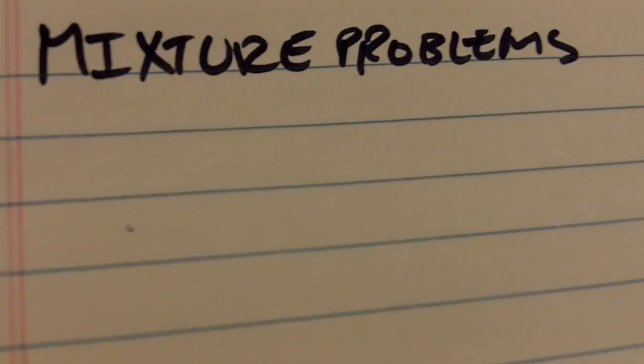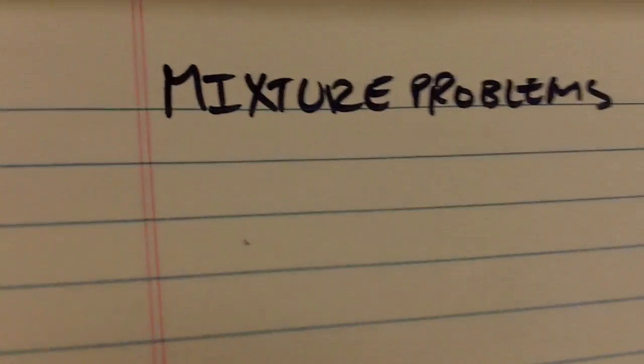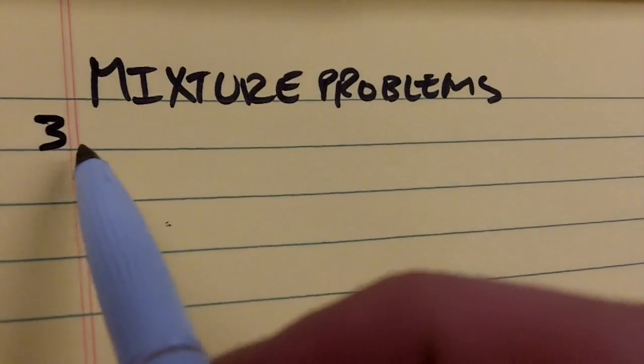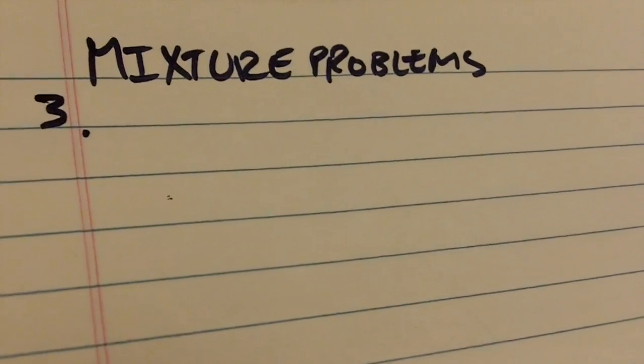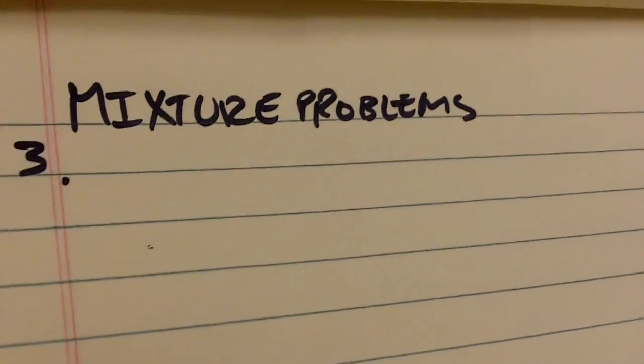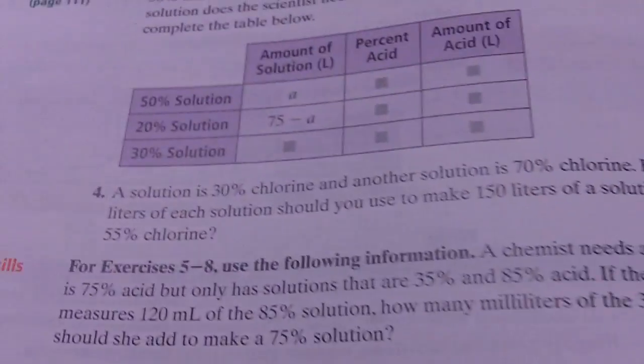I'm going to do a couple problems off the homework tonight. First one is I'm going to look at number 3 on page 111. So here we go. We're going to read the problem and figure out, we're going to make a chart, and we're going to get this thing going. Okay, here's the problem.